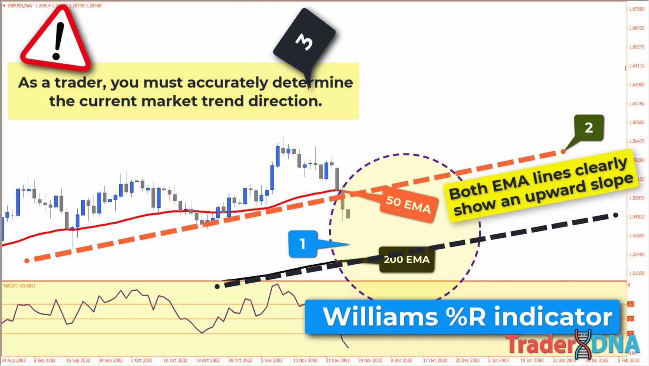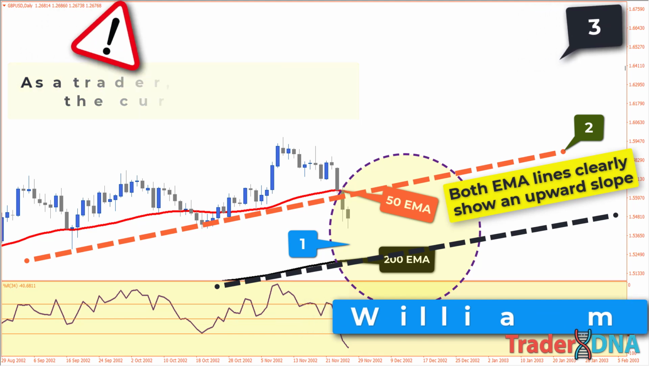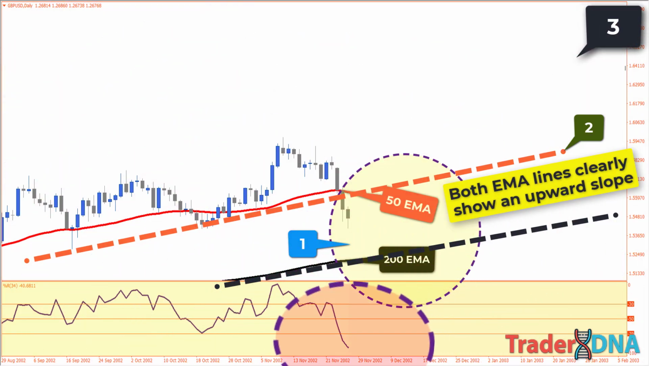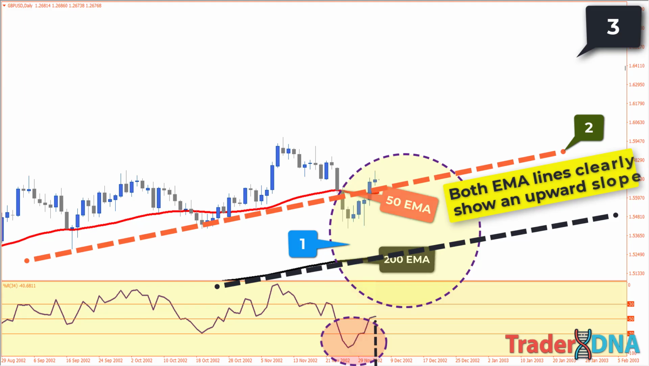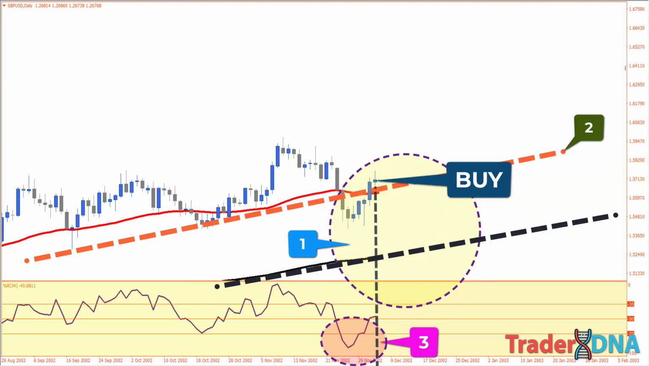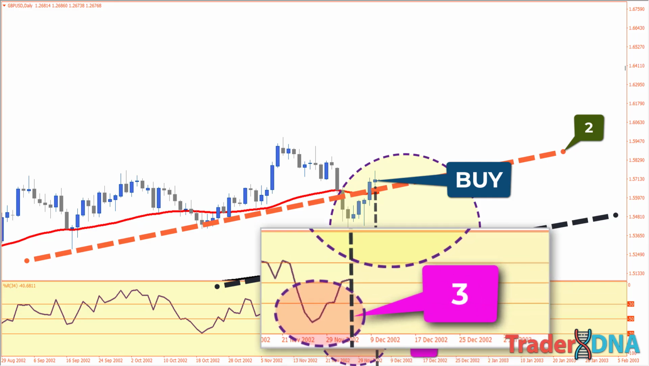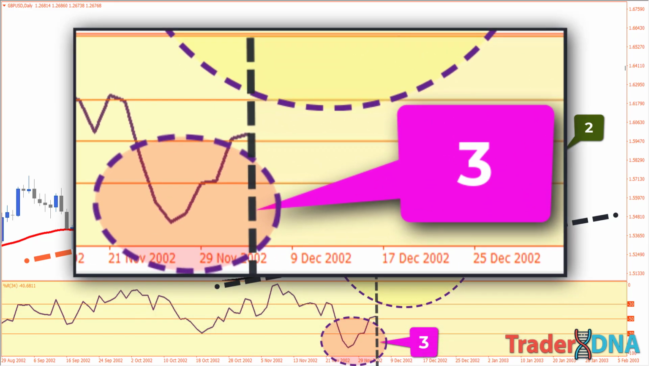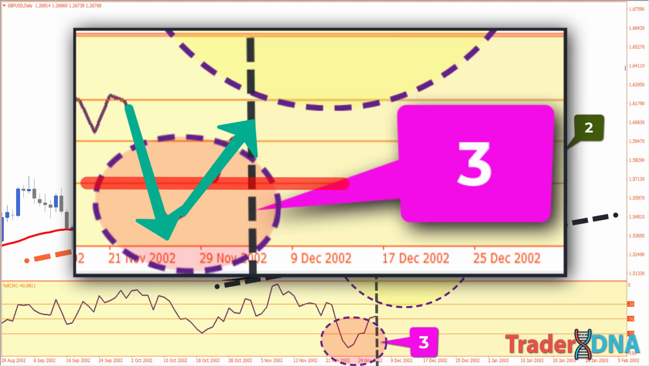Step number 3. Wait for the Williams %R indicator to reach oversold territory, or below -70, then rebound above the -50 level before initiating a buy order. We'll employ the Williams %R indicator strategically. In an uptrend, we wait for the indicator to indicate oversold conditions, or dip below -70, then bounce back above the -50 level, before considering a buy entry.